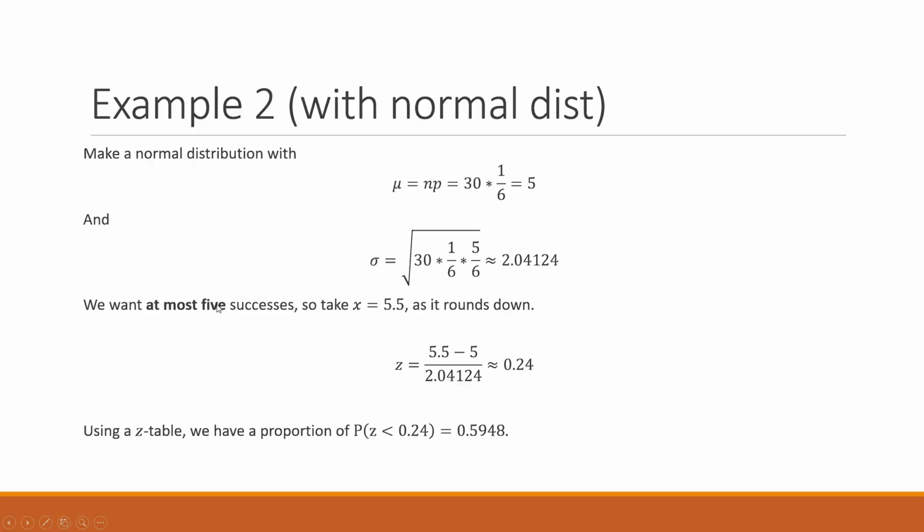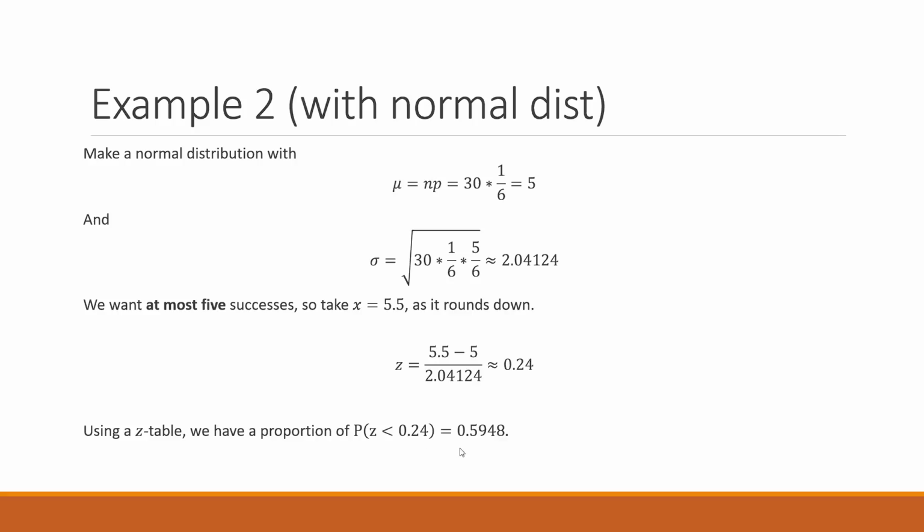Now, before I do the z-score, I've got mean, I've got standard deviation, but I also need an x value. And I'm going to take x to be 5.5. Why 5.5? Because as far as rounding is concerned, everything under 5.5 would round down to be 5 successes. So that's why I'm picking 5.5 there. So I run my z-score. I get a z-score of 0.24, and I went ahead and looked it up on the z-table for you. That has a probability of 0.5948.